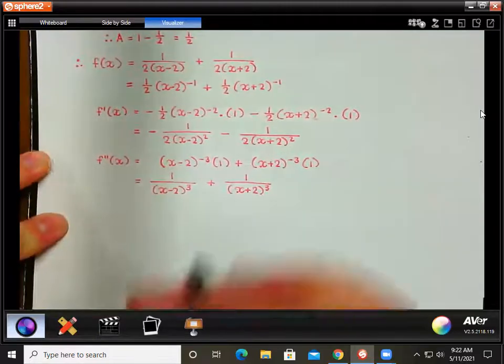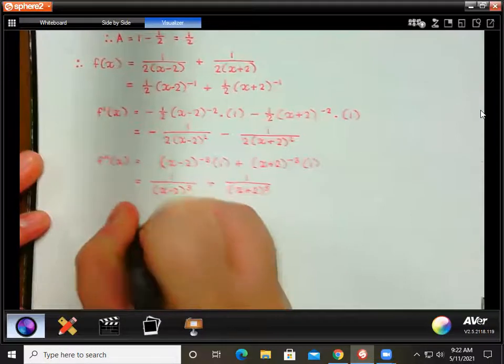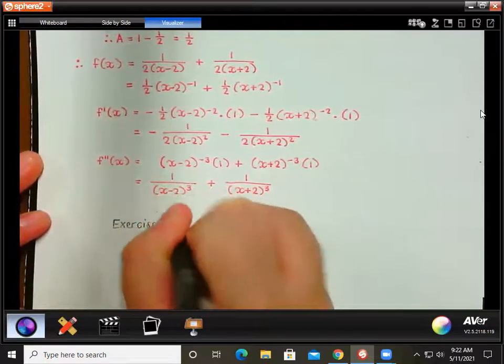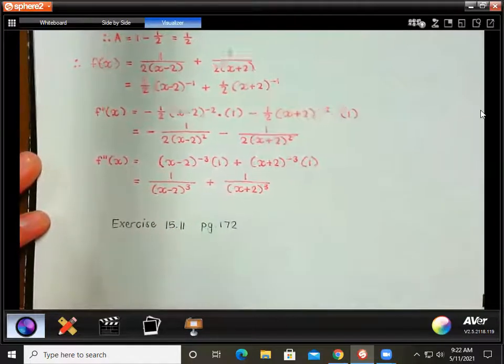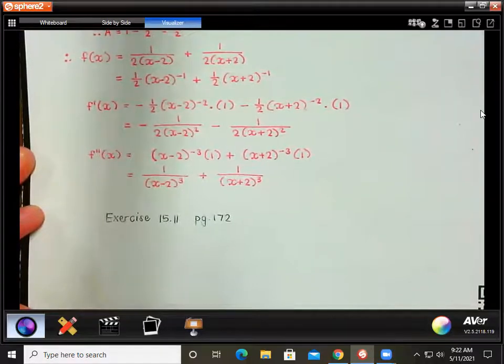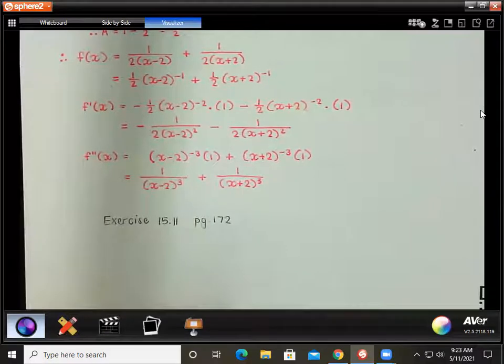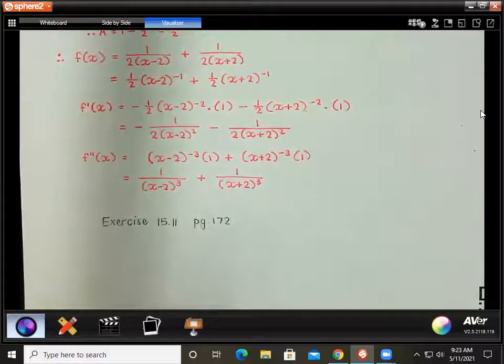Okay, guys, you're just going to practice some of these. So I'm going to give you exercise 15.11, which is on page 172. And it's just 4 of these, all right? So you're doing the partial fractions and then you're doing the derivatives. Then I'm not really going to set it as homework, but I will do it and I will show you, or I will post the answers if you want.